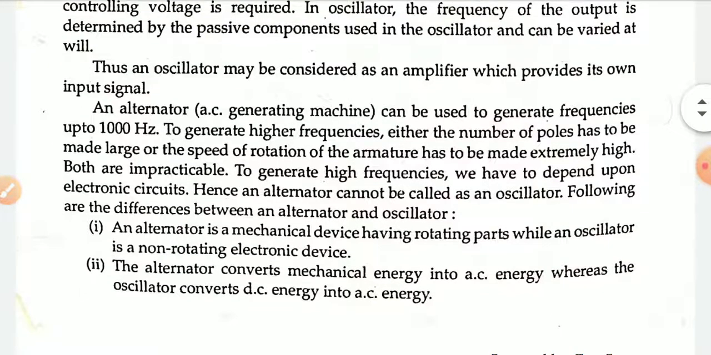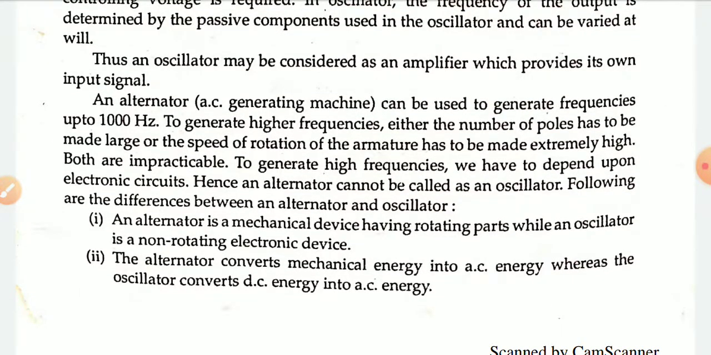There is also a difference with the alternator, which is an AC generating machine. That means an AC signal generator can also be treated, for example, as an alternator.